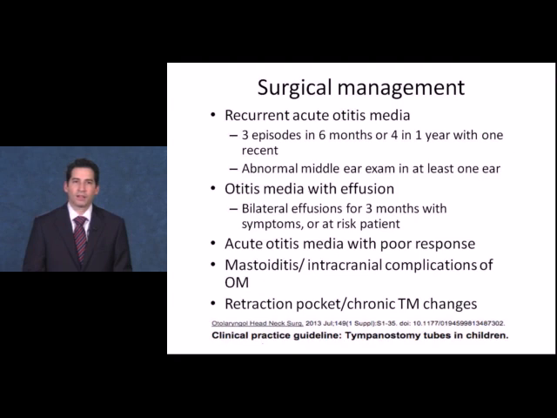This guideline first defines recurrent acute otitis media as 3 episodes of acute otitis media in a 6-month period, or 4 infections in 1 year, with 1 infection being recent. Another recommendation of this guideline is that an abnormal middle ear exam should be present in at least 1 ear at the time that surgery is being discussed.